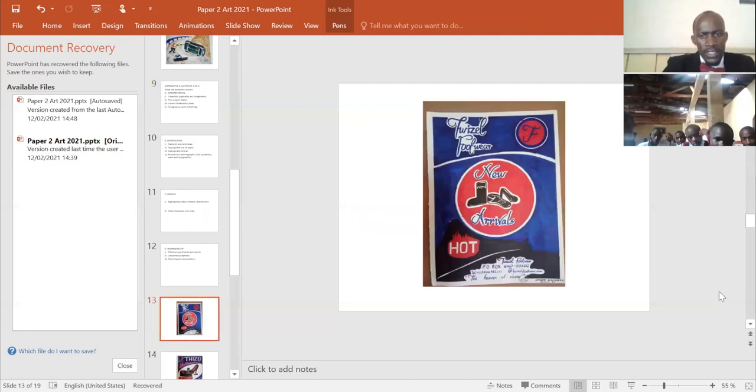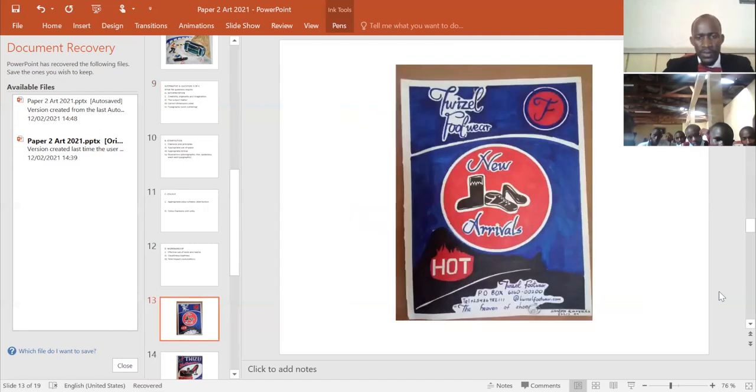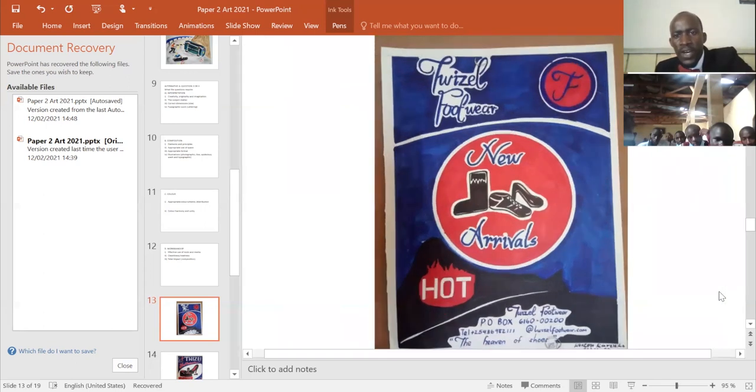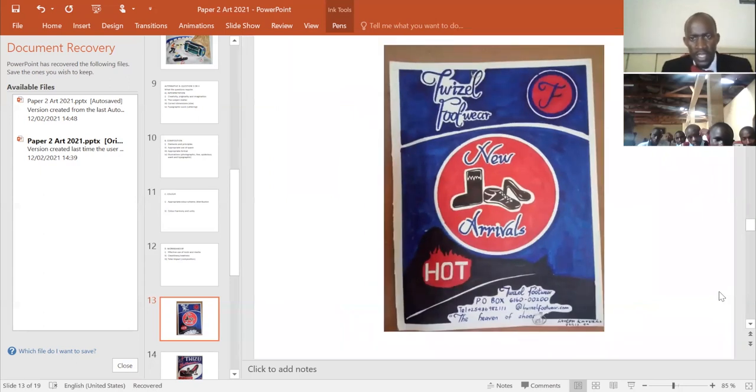Now, for instance, illustration number 1, the question required the learner to create a poster for a shop advertising the new arrival of some of the products that they sell. Now, that is what the first candidate did. That is the poster that they created. They are supposed to create a poster.